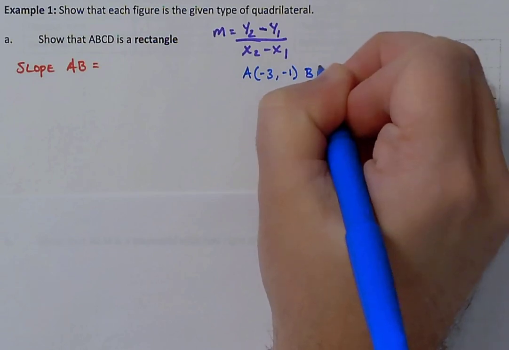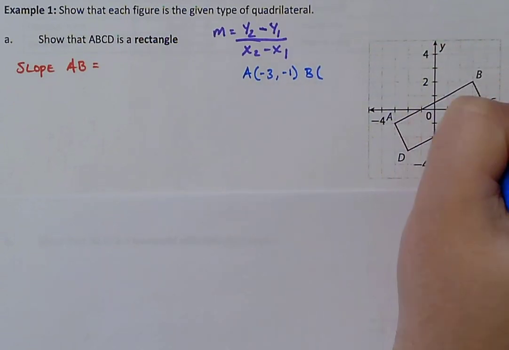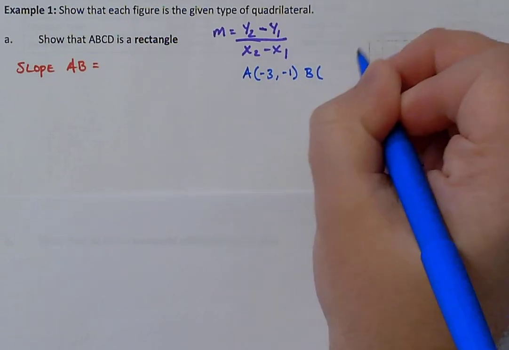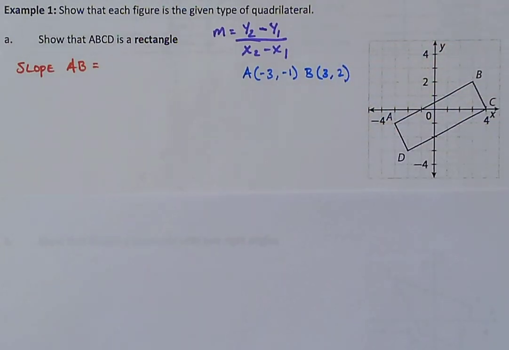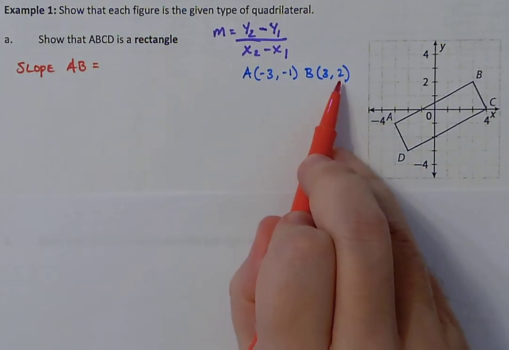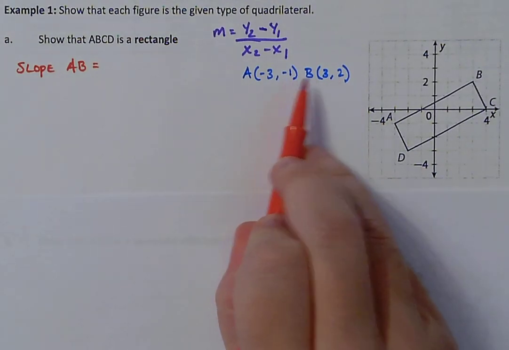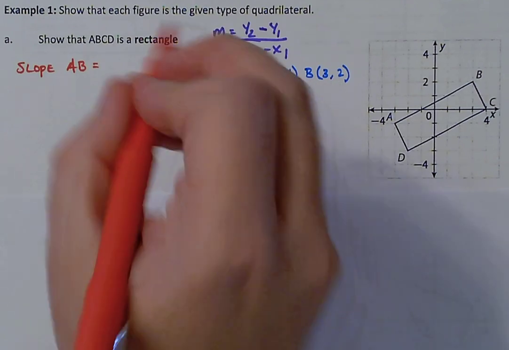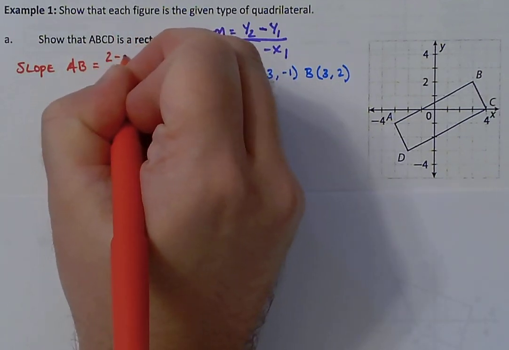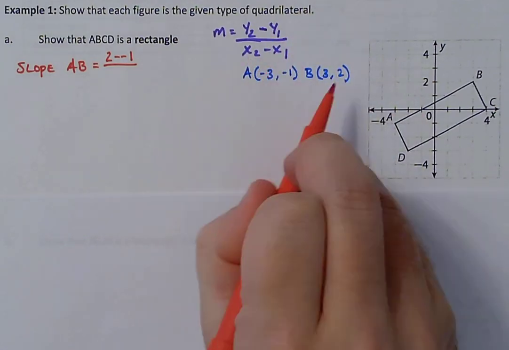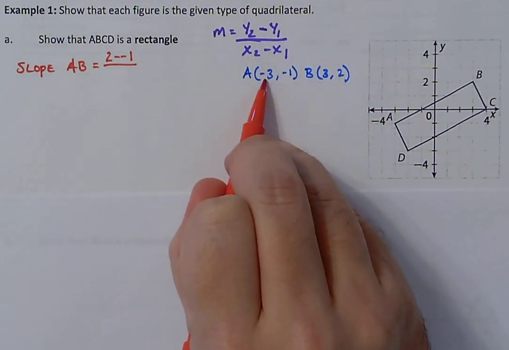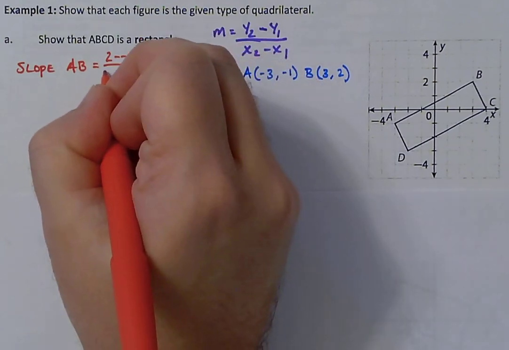And then B is going to be at 1, 2, 3, up to... so it's at (3, 2). So to figure out the slope of AB, we're going to do y2 minus y1, so 2 minus a -1, over x2 minus x1, so 3 minus a -3.